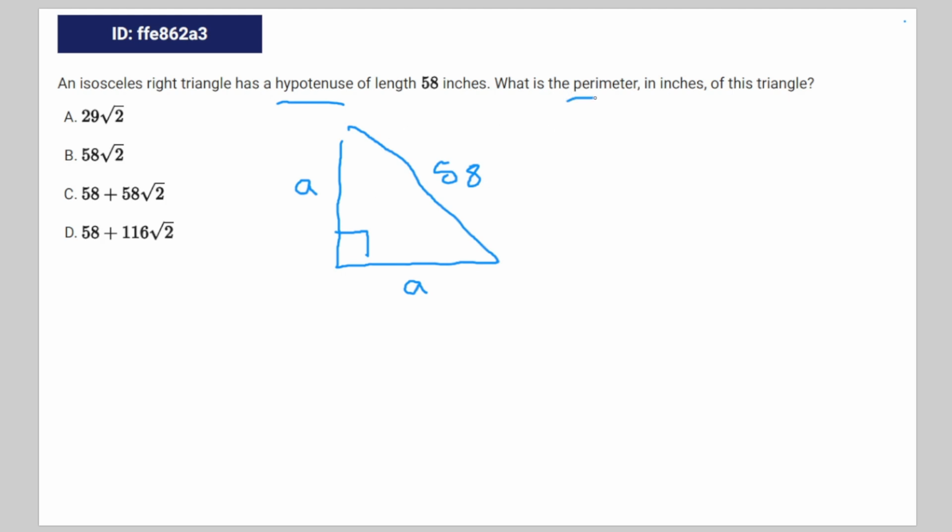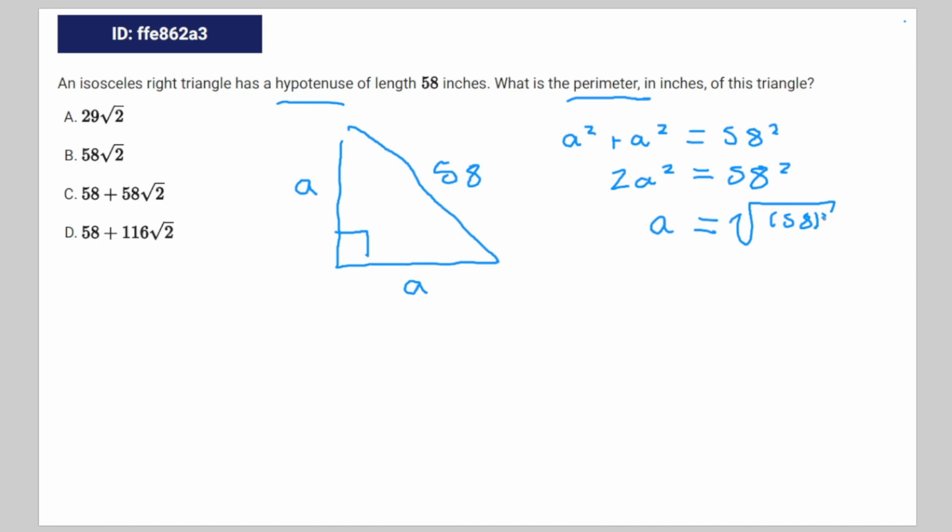So to find the perimeter, we're going to have to find the value of a, which we can do using the Pythagorean theorem. So it's going to be a squared plus a squared is equal to 58 squared, which is equal to 2a squared is equal to 58 squared. Divide both sides by 2 and then find the square root. So you get a is equal to the square root of 58 squared divided by 2.